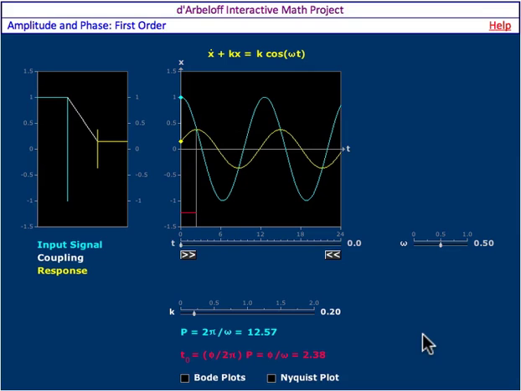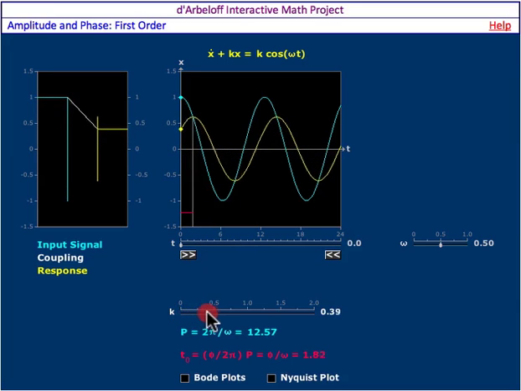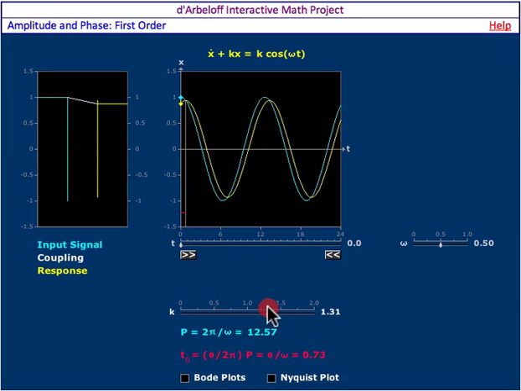Let's see what else we have in this applet. Down here, there's a slider marked K. This is the coupling constant. It reflects the width of the channel in the story that I'm telling you. When K is small, the channel is very narrow, and the ocean level has very little effect on the water level in the bay. In fact, when K is equal to 0, it has no effect at all. On the other hand, when K becomes larger, the water level in the bay tracks the ocean water level very closely. Let's set K to 1 here.